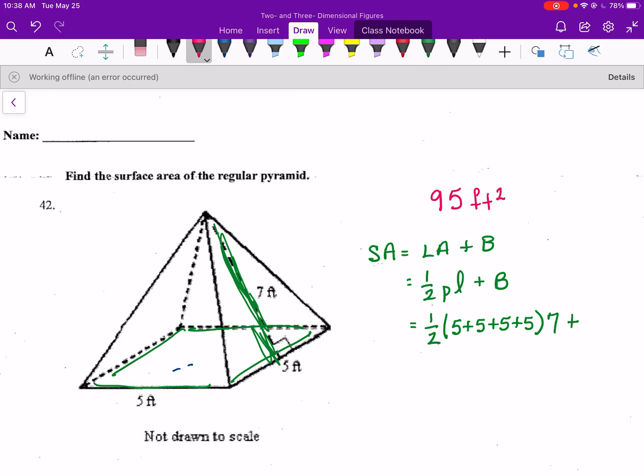And then finally, area of the base. The base is a square. To find the area, it's 5 times 5. You work it out. It's 1/2 times 20 times 7. That part would be 70. 5 times 5 is 25. 70 plus 25 is 95. And since it's surface area, we have feet squared.